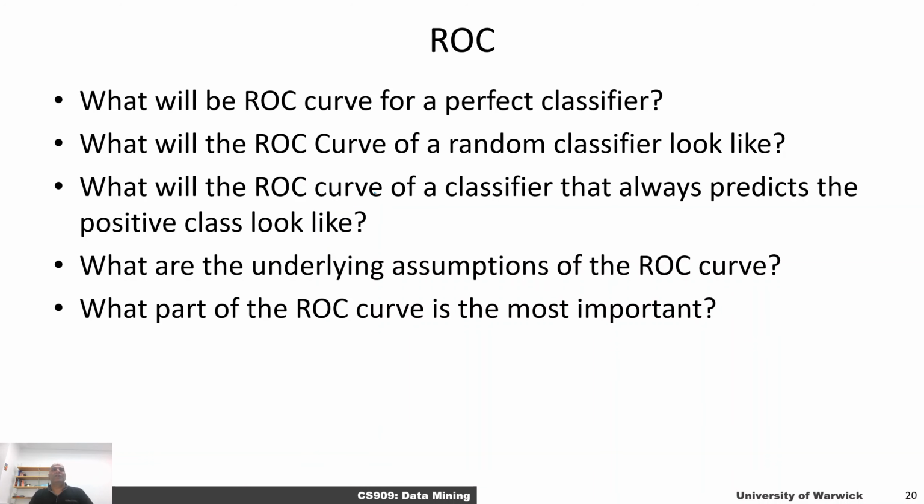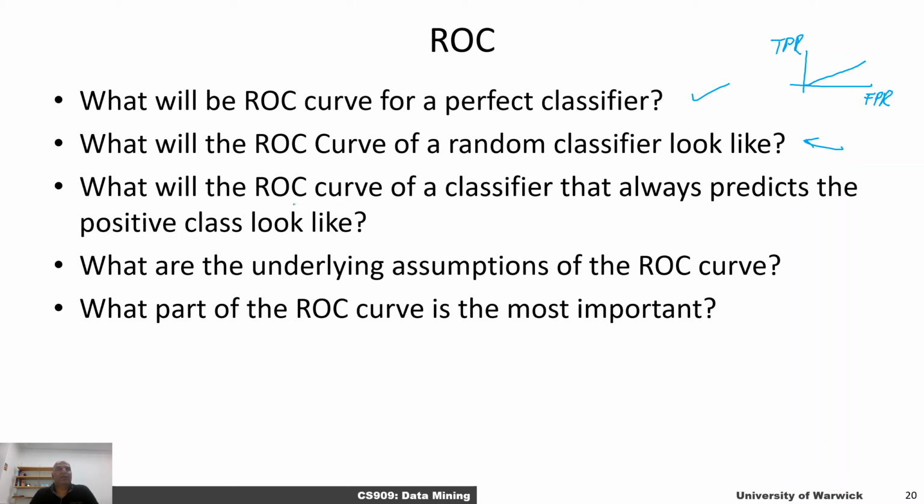Okay, so I want you to think about these questions that are on your screen right now in order to gain a better understanding of ROC curves. We've already talked about what the ROC curve for a perfect classifier would look like, but I want you to think about what the ROC curve of a random classifier will be. The answer is that it's going to look something like this. The false positive rate is going to be exactly equal to the true positive rate. But I want you to understand why that would be the case.